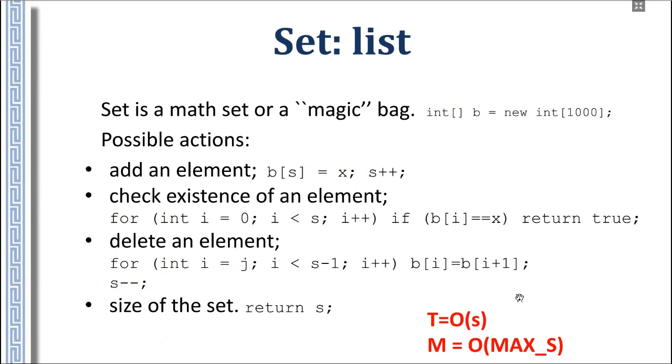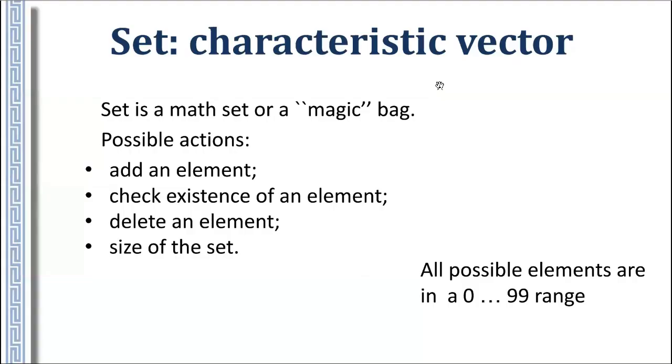But the simplest implementation is this one. Okay, such implementation is very slow. We have O from S complexity, and if S is big, then it is too much. Let us try to improve our implementation. We assume that all values that can be are from the range from 0 to 99. In that case, we can have something more efficient.